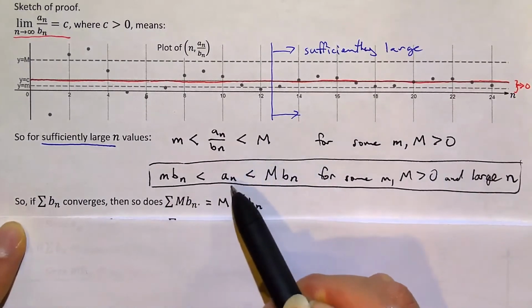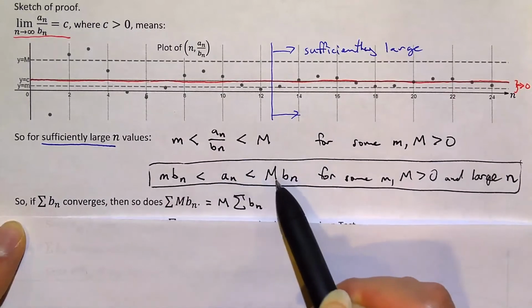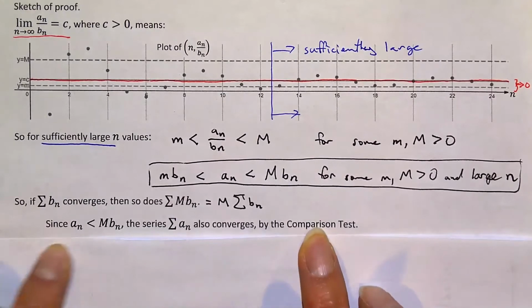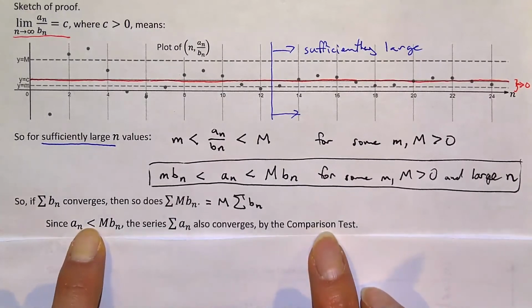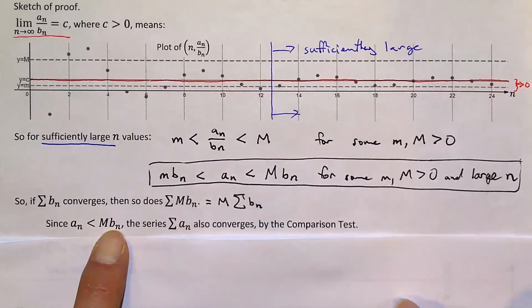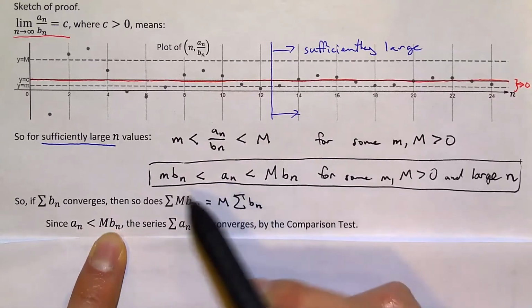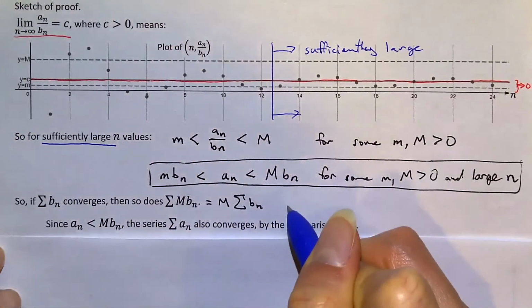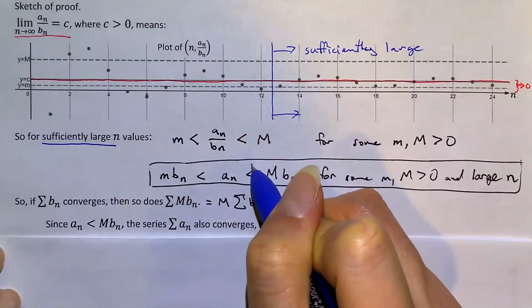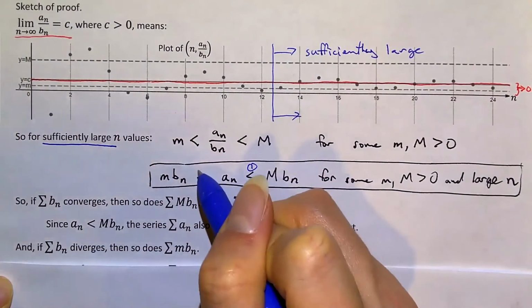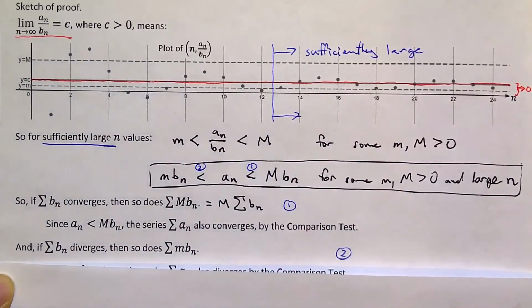And take a look at this. These terms are smaller than the capital M bn terms that we have right here. So by the comparison test, our sum of an will also converge because the an terms are smaller than these terms, which make a convergent series. So this is basically what we get by exploiting this inequality. That one right there. And we could do the same to exploit the second inequality, this one right here.